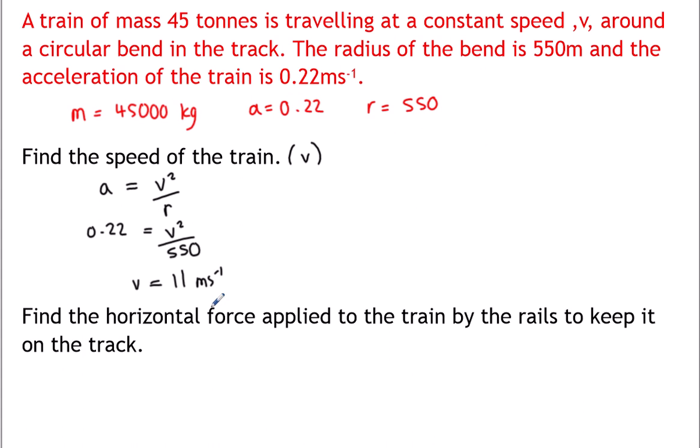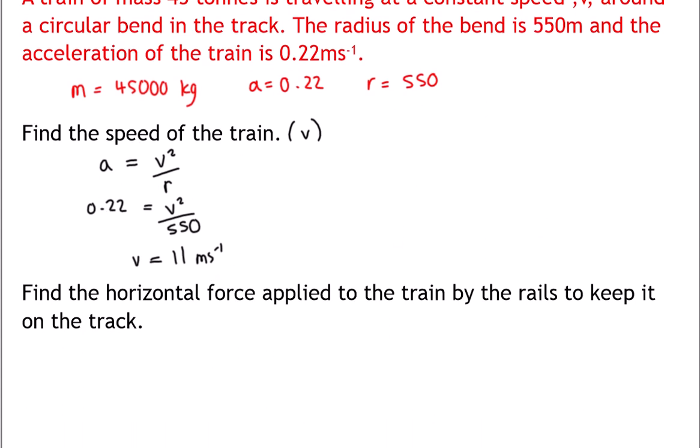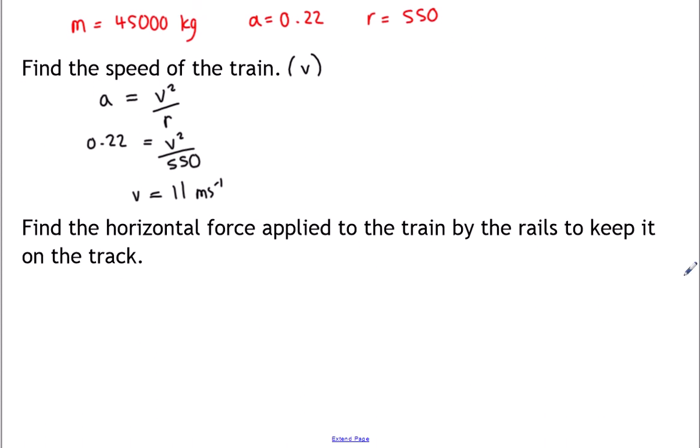What assumptions have we made? Well, the train is a particle, there's no wind, anything like that, and we're ignoring things like friction and possible changes of speed as well. So the speed is 11. Then it says find the horizontal force applied to the train by the rails to keep it on the track. So looking down from above, as this train is going around the bend, there is a force acting inwards towards the centre of the curve, and there is an acceleration inwards towards the centre of the curve. Otherwise, the train would crash off the track into whatever's next door. So we don't want that to happen.